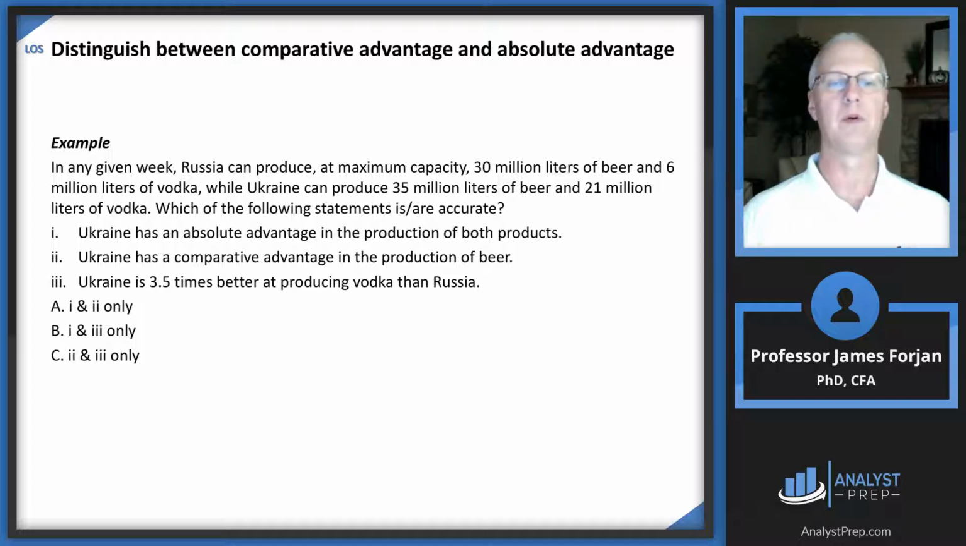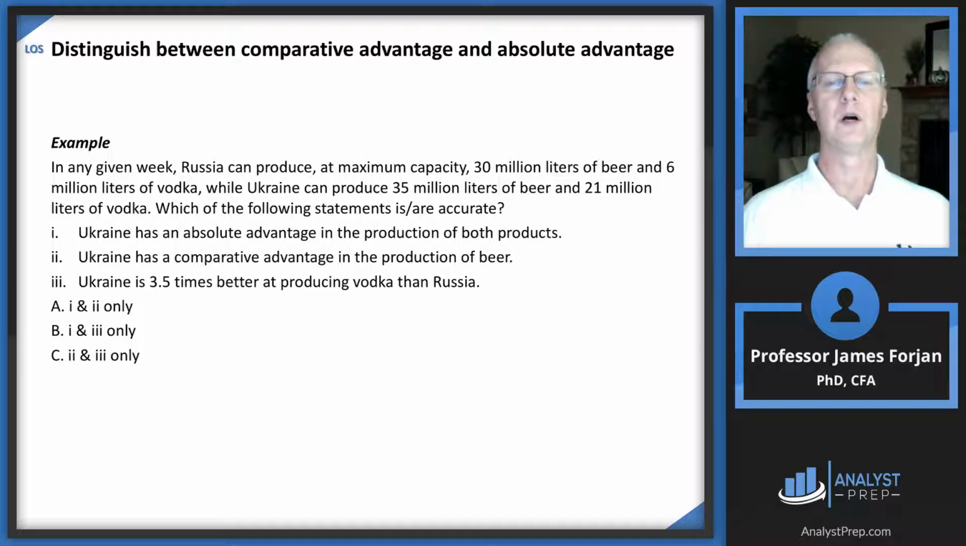Here's a good multiple choice example of what we just described. Russia can produce 30 million liters of beer and 6 million liters of vodka. Ukraine, 35 million liters of beer and 21 million liters of vodka. So Ukraine clearly has the absolute advantage, right? So which of the following is accurate? Well, number I, Ukraine has an absolute advantage. So we know that one's correct. Number 3, Ukraine has a comparative advantage in the production of beer.